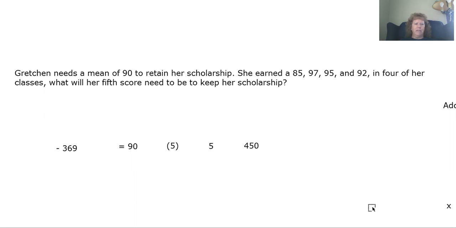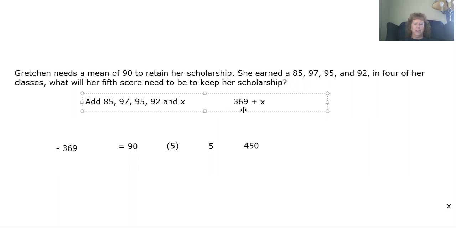Gretchen needs a mean of 90 to retain her scholarship. She earned a 85, 97, 95, and 92 in 4 of her classes. What will her 5th score need to be to keep her scholarship? So if we're looking for the mean or average, we're going to add all the numbers we have and include x. So I've done that. If we add these numbers and include x, we'll have 369 plus x. So take a minute to do that and then arrange the numbers at the bottom to complete the problem.